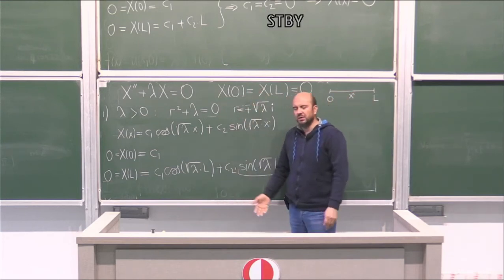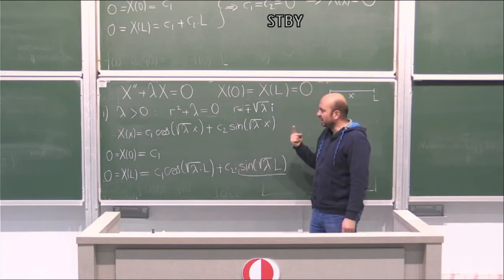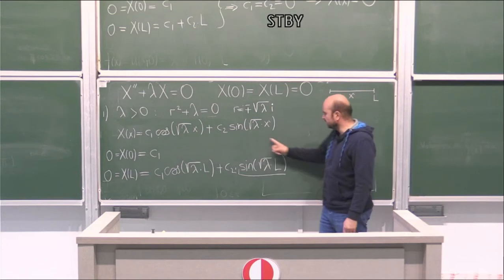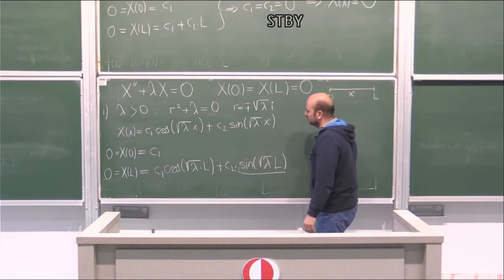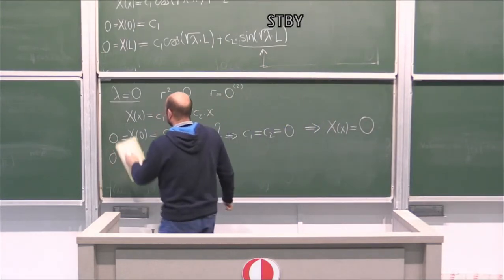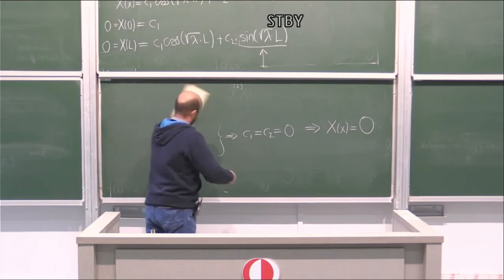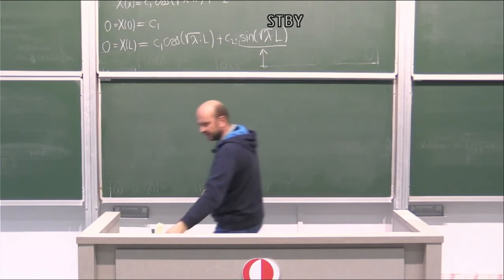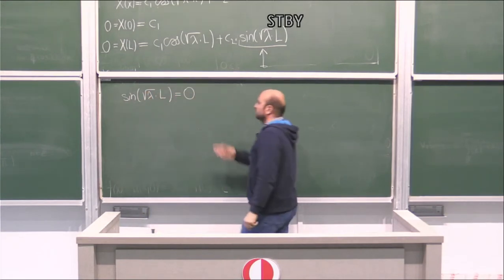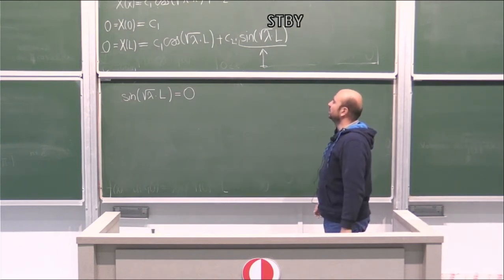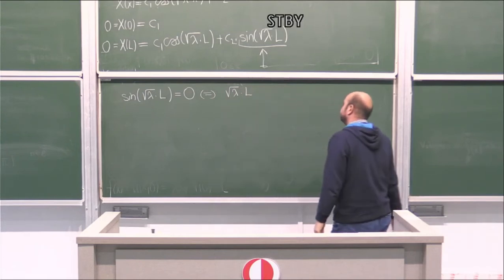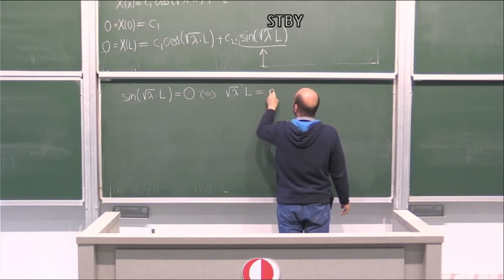In that case, C2 can be anything, because this is already 0. And so now I can find some non-trivial solutions. When does it happen? It happens when this sine part is 0. So when is the sine function 0? At integer multiples of pi, you will have 0. So this is if and only if square root of lambda times L is equal to n times pi.